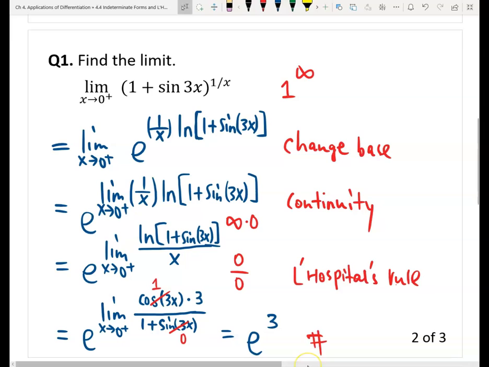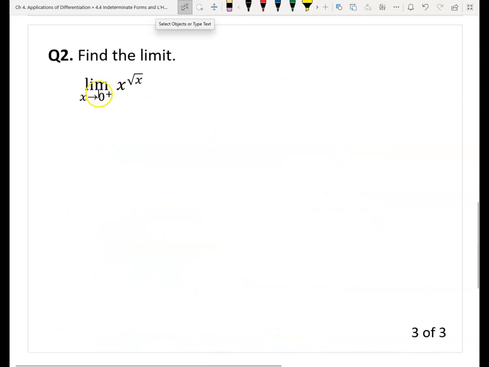Now let's practice one more question. Here is the last question, and we have a power. First, let's check what the type is. The base of course goes to 0, and the power of course approaches 0 again. Can you see? 0 raised to the 0th power. This is an indeterminate form, right? So now what do we do? The bigger idea, we still change base. Let's change base.